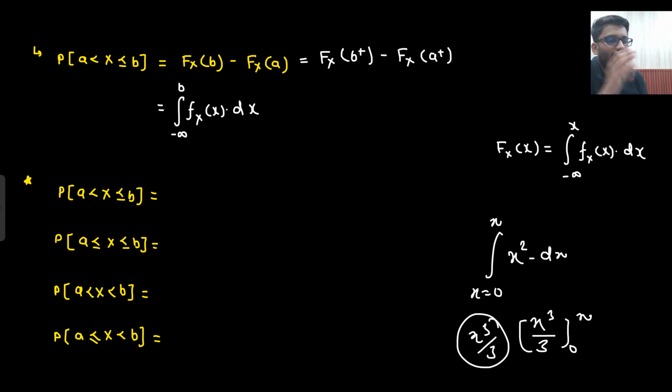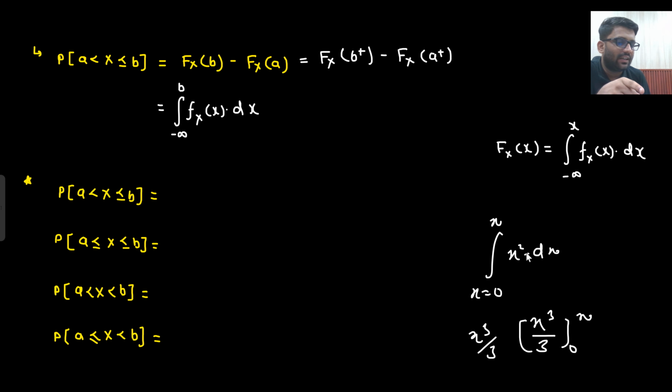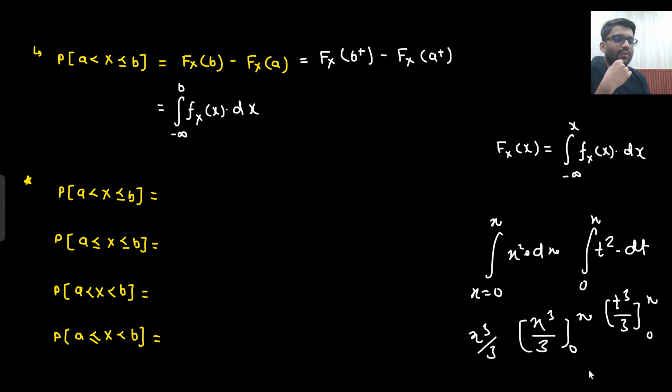Although the answer will be x cube by 3, actually it should be written in this form. What was the integration here should actually be written as t square dt. So in place of x I put t, I get t cube by 3, and now I can put the limit from 0 to x. I am putting the limit of t in terms of x, so the answer is x cube by 3 again. So writing it the earlier way does not make much sense, right?